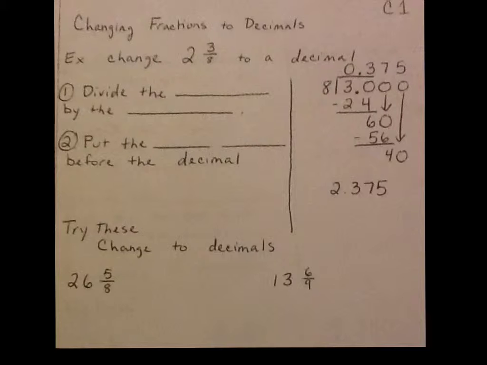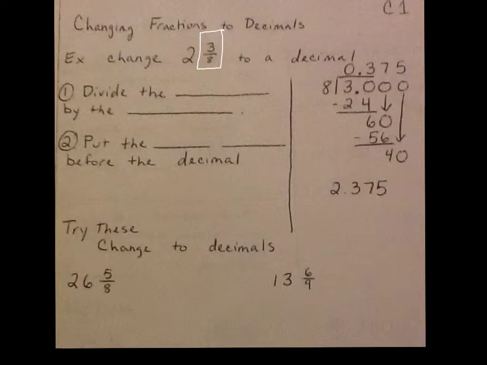But say you're given a mixed number, like the one you have in your notes here on C1, and it says 2 3/8. So you're going to change 2 3/8 to a decimal. The first thing that you're going to do is ignore the whole number for a few minutes. You're just going to focus on the fraction, because that's the part that you're going to change to a decimal. It's just the fraction part.